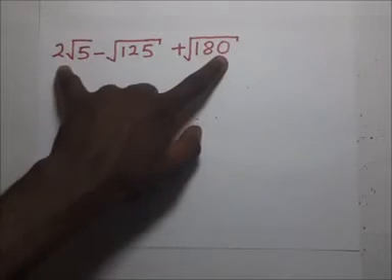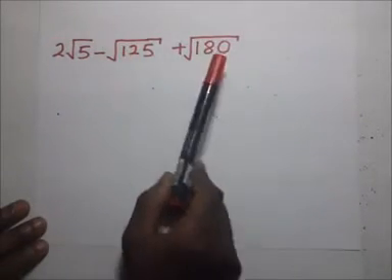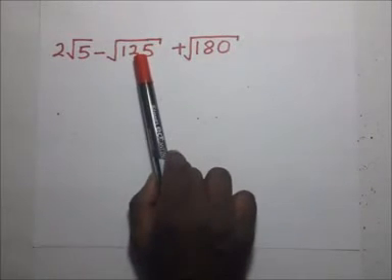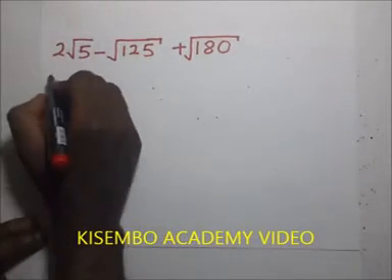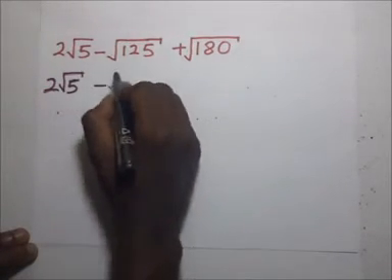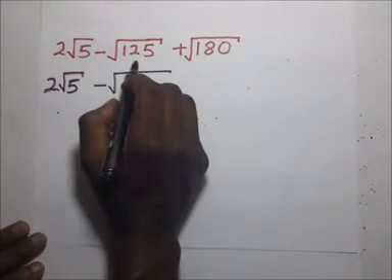So in numbers like these, the surds we are supposed to deal with are supposed to be simplified to their simplest form. If you look at 125 here, it is the same as saying 25 times 5. So this is 2 root 5 minus, under this square root, we can simplify this surd, it needs to be in the list.